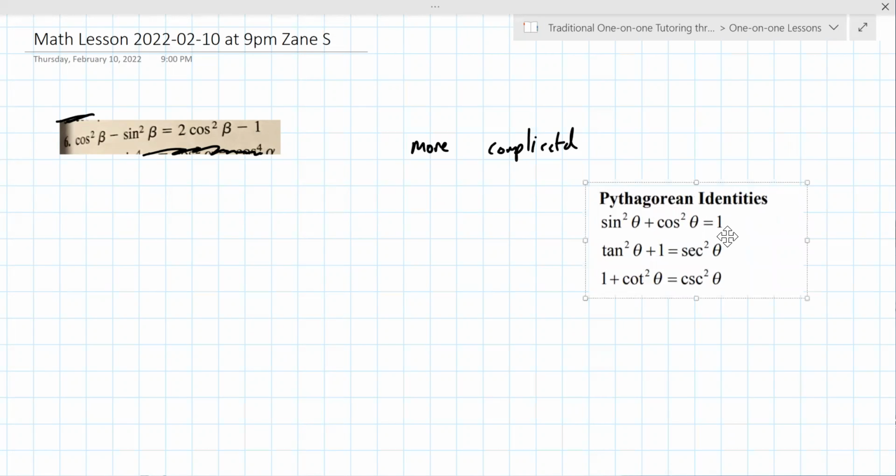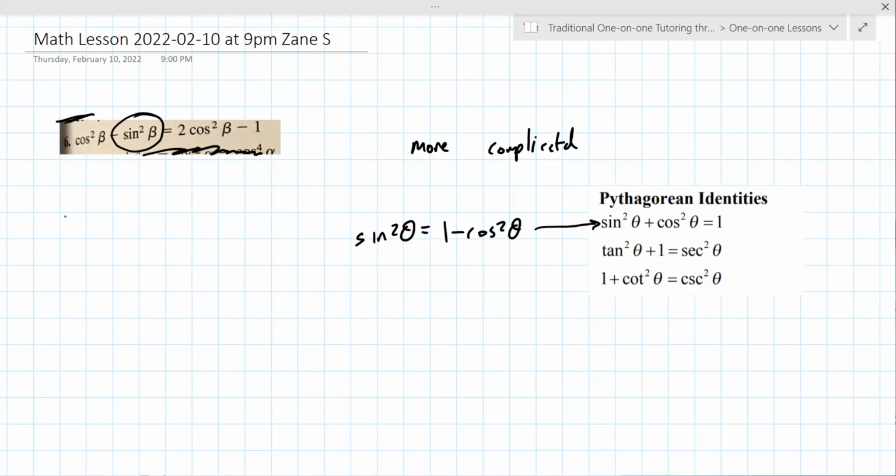Good. So we're going to use these, and the first one's the most important one. You're going to use that over and over again. Since the answer only has cosine squared in it, what we're trying to get to, we're going to want to change sine squared. So if you look at this first identity, sine squared theta, or whatever variable you have, equals 1 minus cosine squared theta.